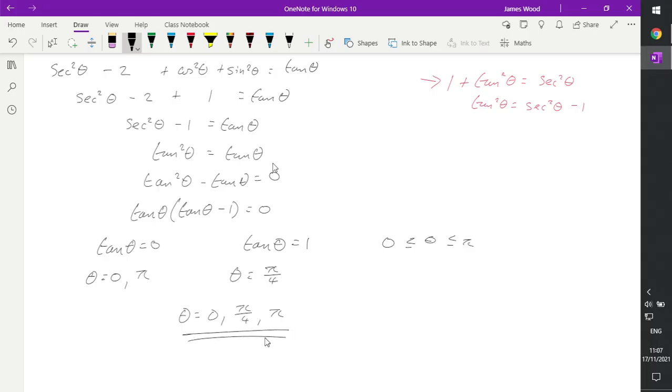Later on in the exercise, there's lots of questions like this, but they all come down to using your identities to try and get it in terms of one trig function rather than several. And I'd suggest that if you get stuck on those, then definitely use the worked solutions to help you.